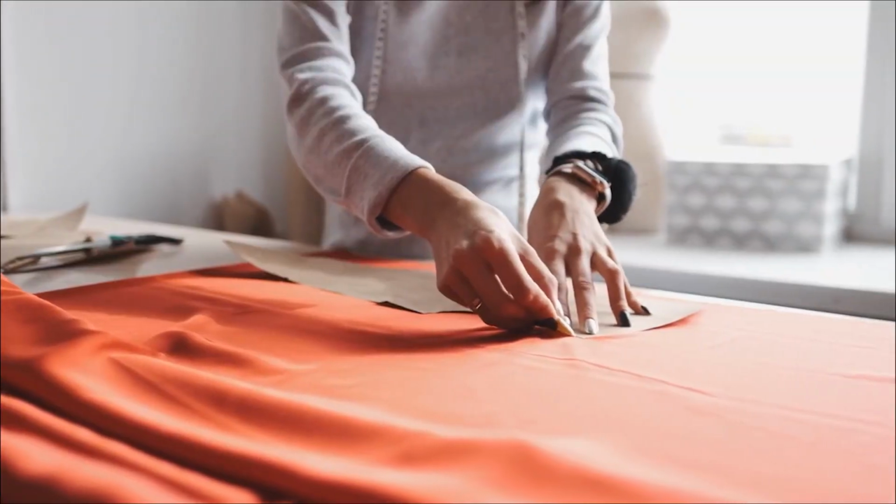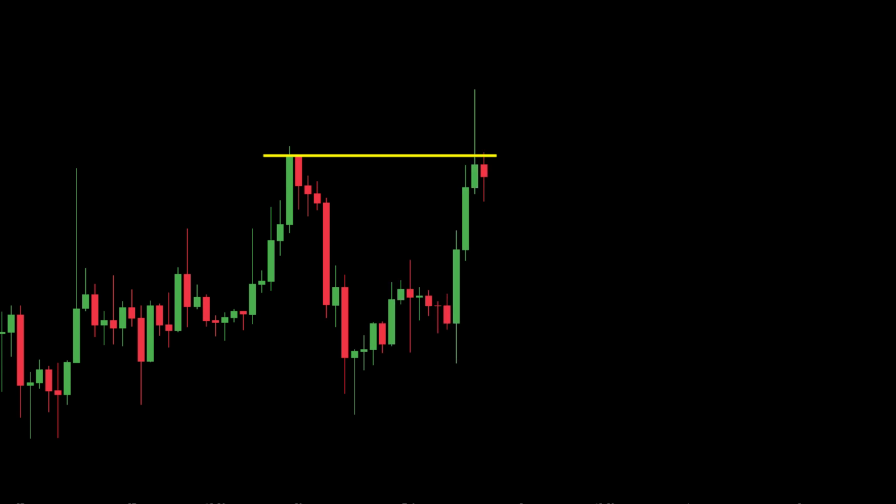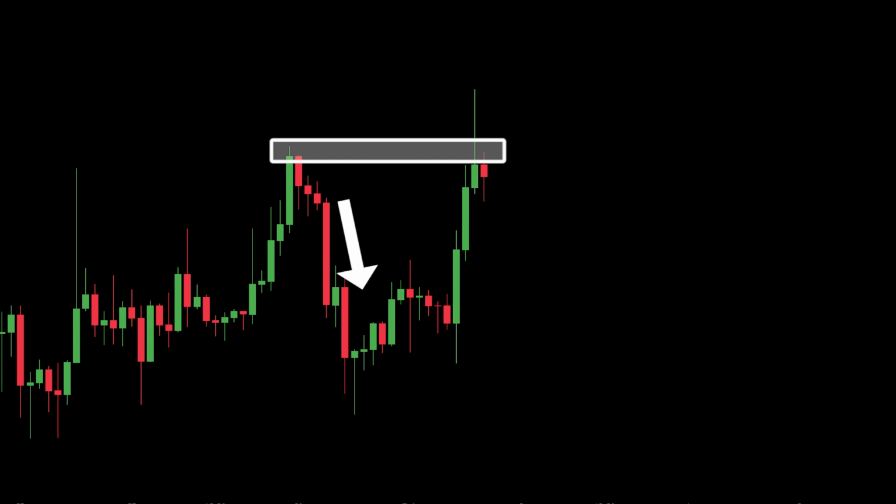The first trading pattern we will look at is one of the most common patterns you can spot. The double top. The double top pattern is created when the price takes resistance at one point and the price moves back up to the same resistance line. This line is called the supply zone. This is the point where the buyers in the market lost momentum and couldn't beat the sellers. That is why the price went back down the last time.